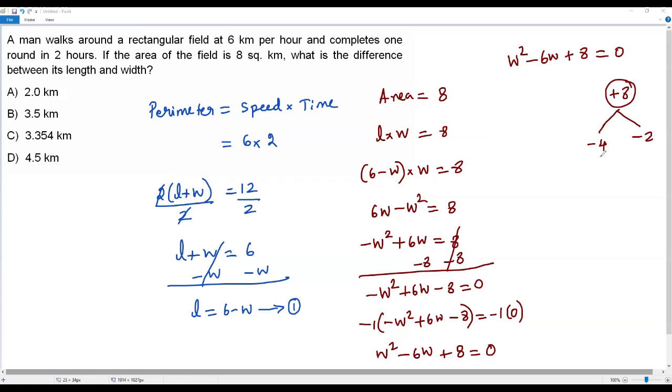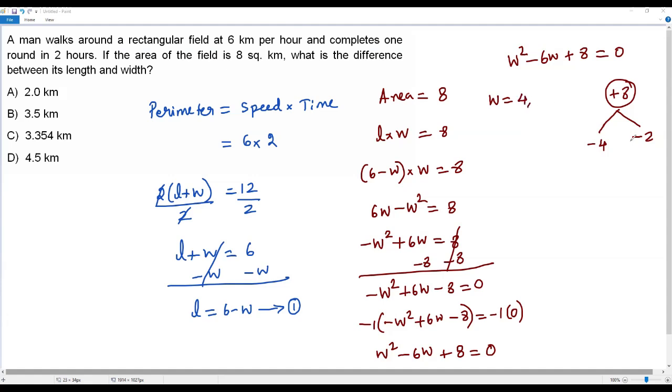Now we have to divide both the factors by the coefficient of W square, which is 1. Even if I divide both the factors by negative 1, I'm still getting the same values, negative 4 and negative 2. Even from these 2 factors directly, I can get the values of W. To get the value of W, I have to change the signs of these 2 factors. So when I change the negative sign over here, this number will become positive 4.